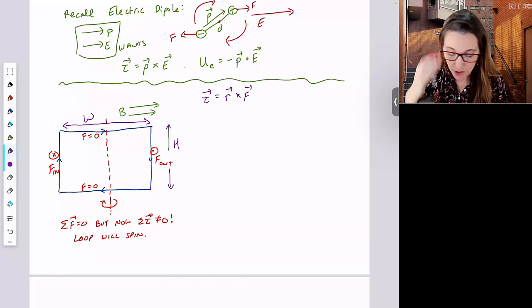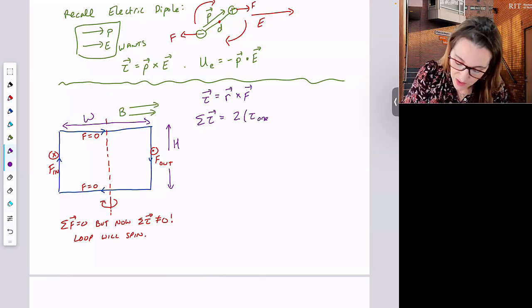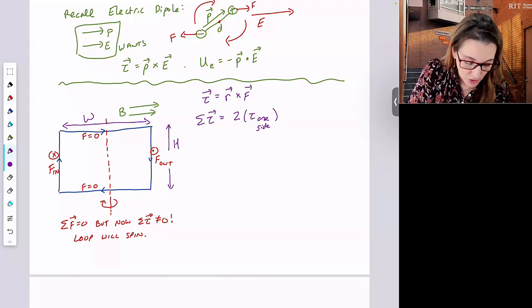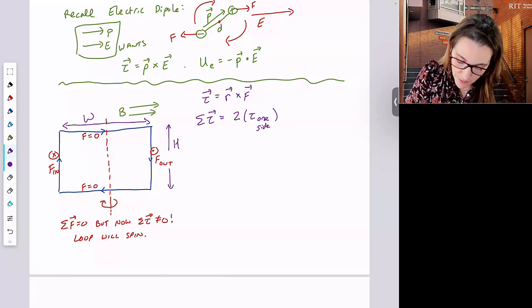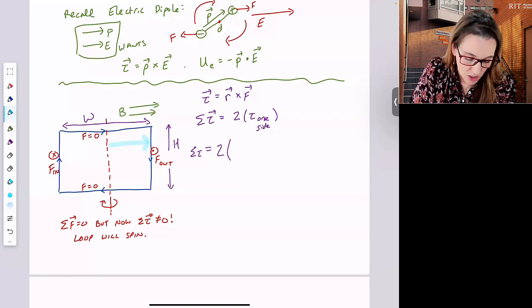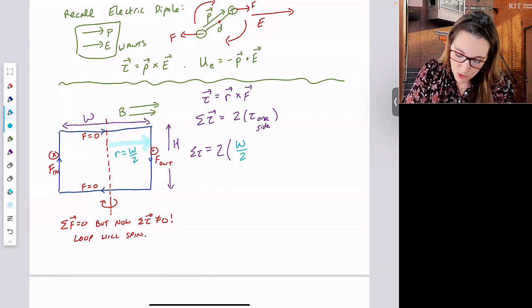And so if we talk about what torque is, torque is equal to R cross F, and we're going to have the torque from each side. So the sum of the torques is going to be equal to 2 times the torque from one side, because again, there's no torque on the top where there's no force, but we just have the left and the right side. So the sum of the torques is going to be 2 times the torque from one side, and I can notice that the R in the R cross F is W over 2.